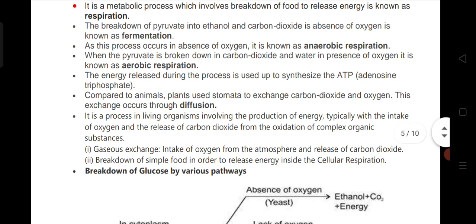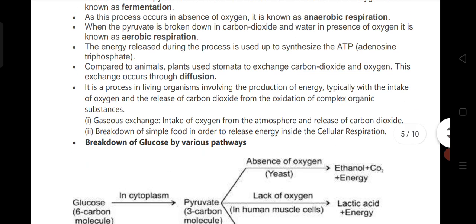So two things are mainly occurring here. The first is gaseous exchange, that is intake of oxygen from the atmosphere and release of carbon dioxide. The word itself says that whatever exchange of gases is taking place, taking oxygen inside the body, that is known as intake of oxygen, whereas when carbon dioxide is released into the atmosphere, all these things come under the specialized process known as gaseous exchange.